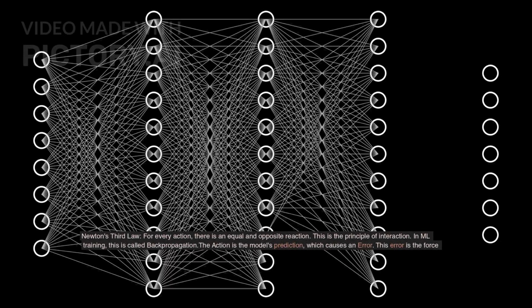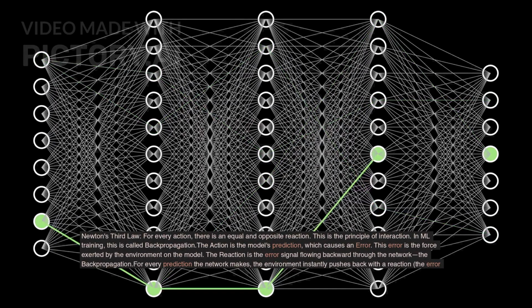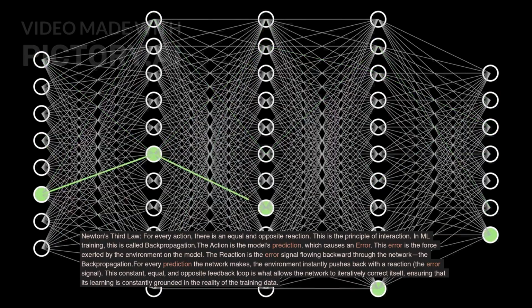Newton's third law: for every action, there is an equal and opposite reaction. This is the principle of interaction. In machine learning training, this is called backpropagation. The action is the model's prediction, which causes an error. This error is the force exerted by the environment on the model. The reaction is the error signal flowing backward through the network.